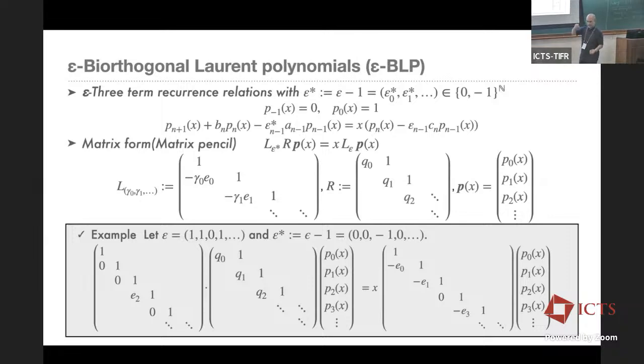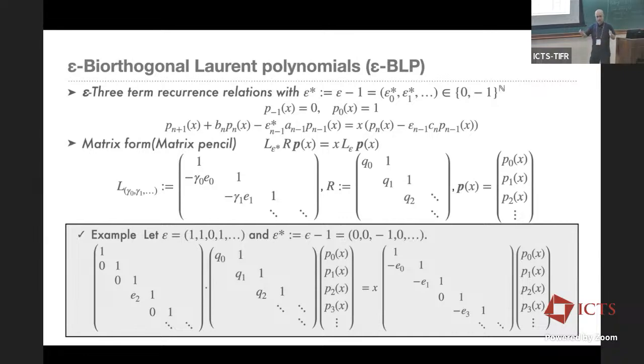This is some kind of shift, some element will appear on the other side. This happens in this case. So in this case, the corresponding epsilon three-term recurrence can be rewritten in matrix form like this. Here 1, 1, 0, 1 means one non-zero element, then a zero element appears, and then a non-zero element appears.